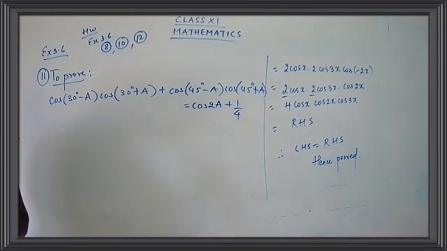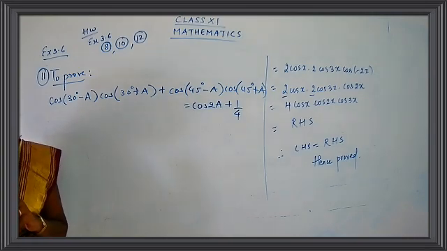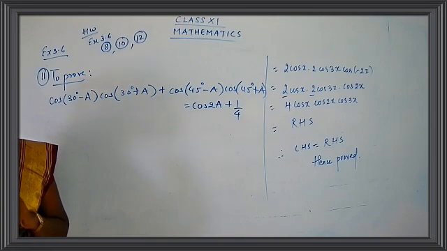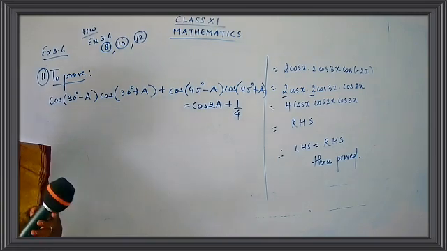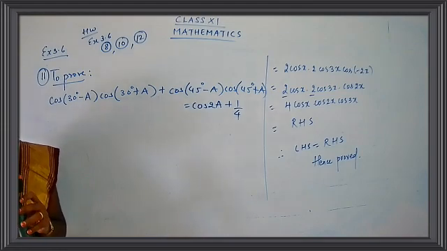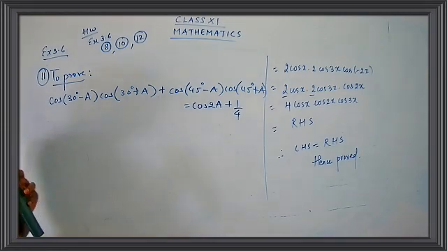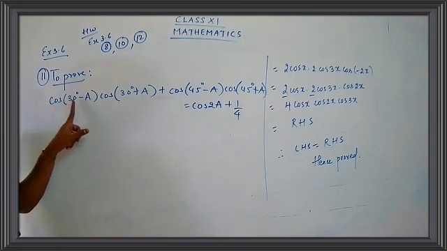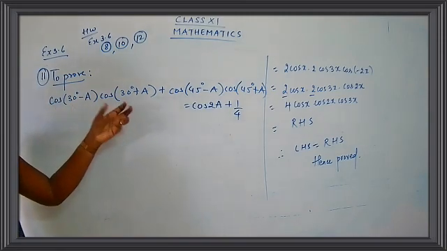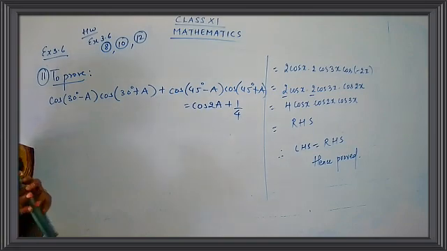First part they have given you sine of a plus b into sine of a minus b, which is equal to sine square a minus sine square b. Also they have given you cos of a plus b into cos of a minus b. So now here just see, this is cos of a minus b, cos of a plus b.